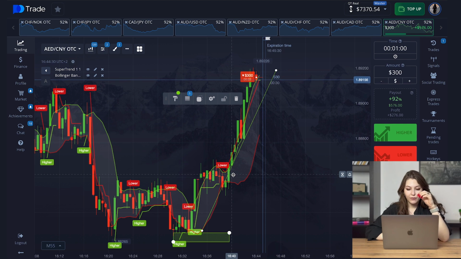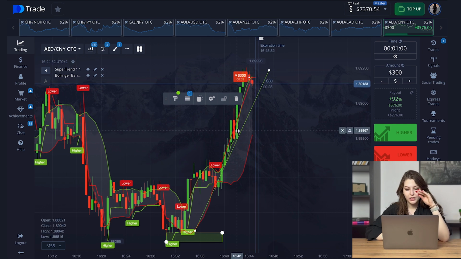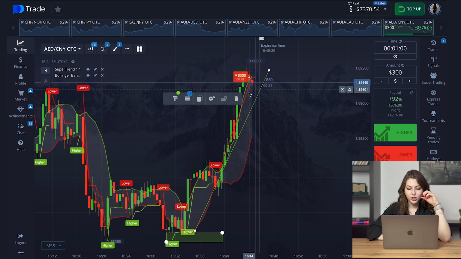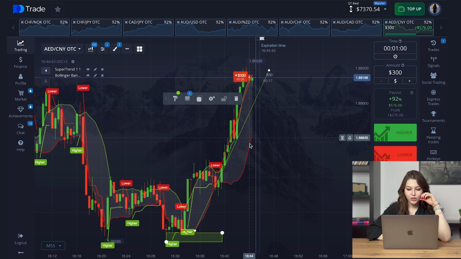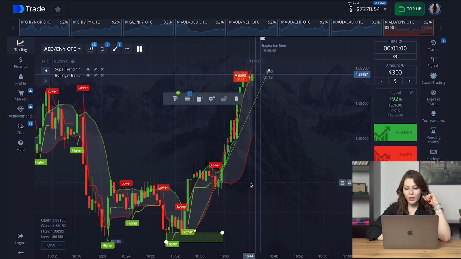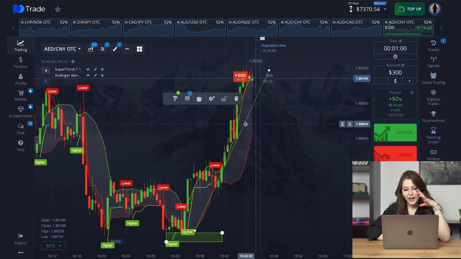We don't have the super trend showing us the positions yet because it's very unstable, but we already can see that the Bollinger Bands show us the lower part of the flow that is very low from the stable market area. Also, as you can see, very unpredictable movement of the candle.